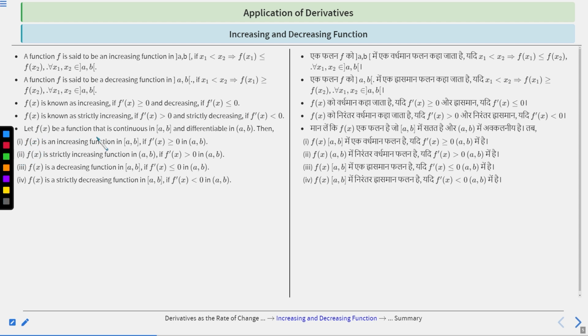Now let f(x) be a function that is continuous in [a, b] and differentiable in (a, b). Then f(x) is an increasing function in (a, b) if f dash x is greater than or equal to 0 in (a, b), and f(x) is a strictly increasing function in (a, b) if f dash x is greater than 0 in (a, b). Similarly, f(x) is a decreasing function in (a, b) if f dash x is less than or equal to 0 in (a, b), and f(x) is a strictly decreasing function in (a, b) if f dash x is less than 0 in (a, b). Clear? So you have to keep these things in mind, right?